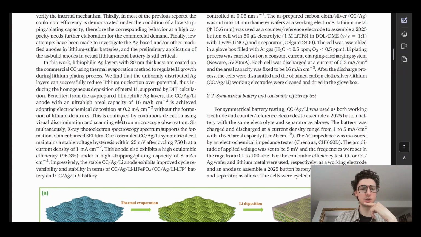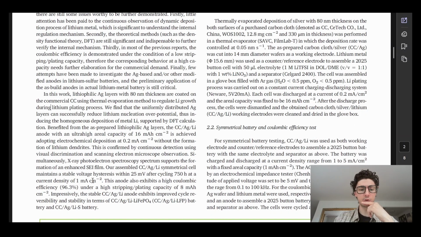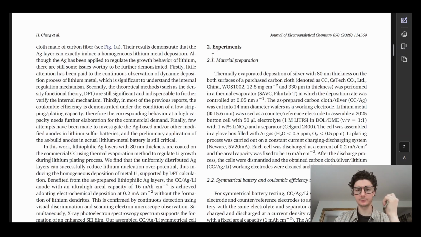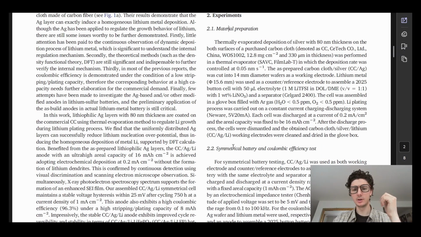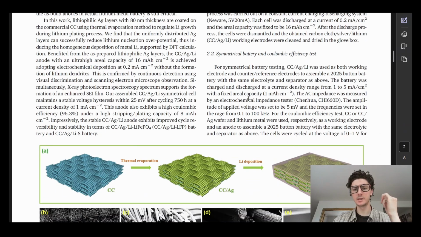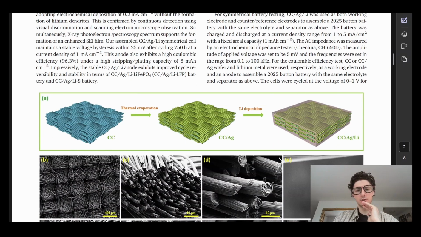Okay, this looks like it's just kind of repeating what they said in the abstract. So I'm going to zoom through into the experimental section. Material preparation, symmetric cell and coulombic efficiency. Okay, this is interesting, but I'm not going to read it too much.